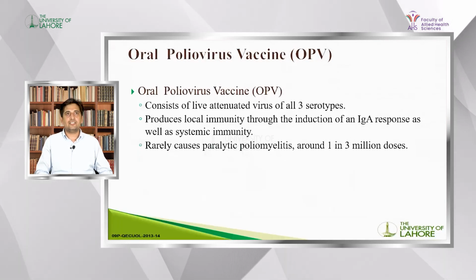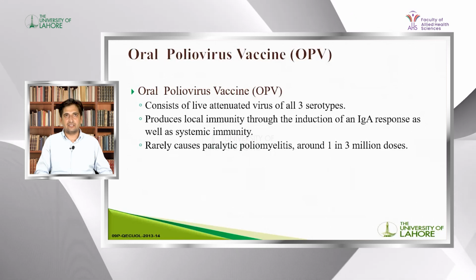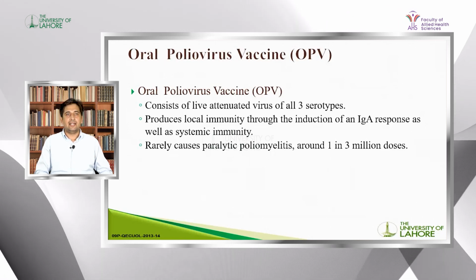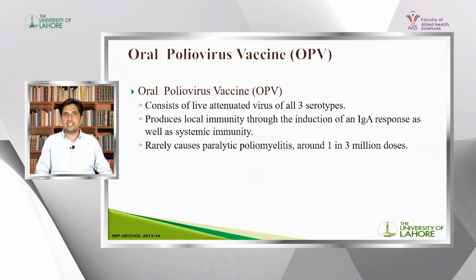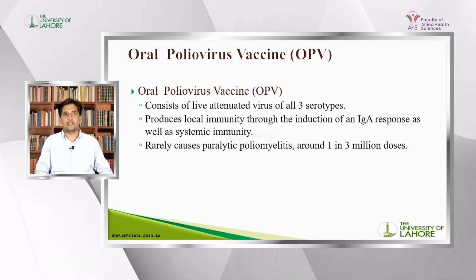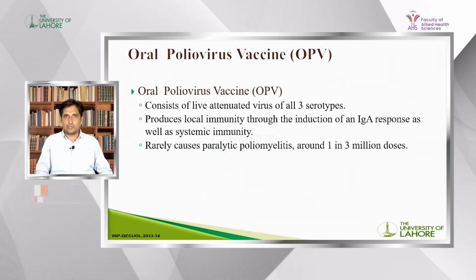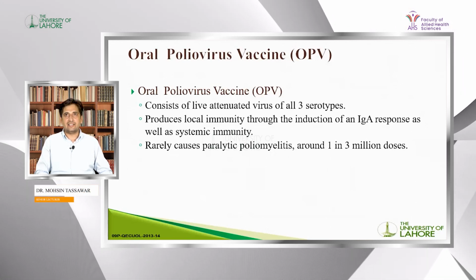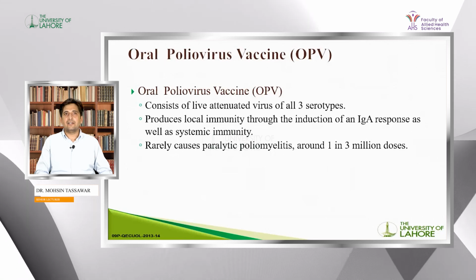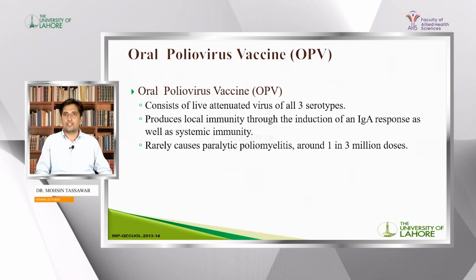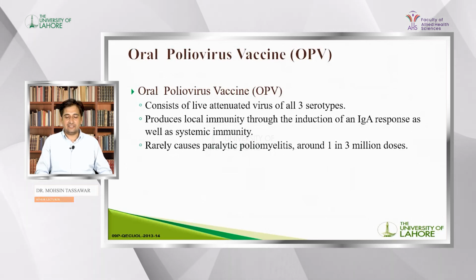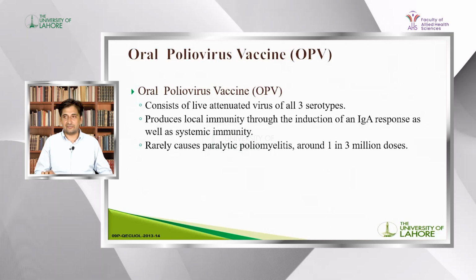And the other vaccine is the oral poliovirus vaccine, that is OPV, and it consists of live attenuated virus of all three serotypes. It also produces local immunity like IgA and rarely causes paralytic poliomyelitis, around 1 in 3 million doses. That is a very high success rate for this vaccine.